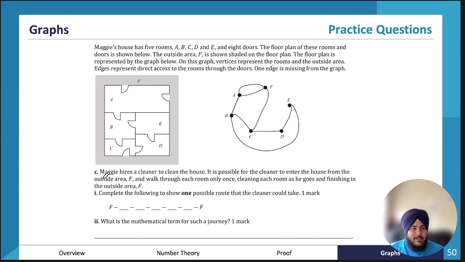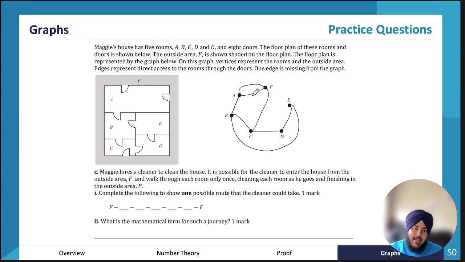Okay, so question C. Maggie hires a cleaner to clean the house. It is possible for the cleaner to enter the house from the outside area F and walk through each room only once, cleaning each room as he goes and finishing in the outside area. Complete the following to show one possible route that the cleaner could take. So he's visiting every single vertex exactly once. Really important to notice whether we're visiting every single edge or every single vertex. In this case, it's just rooms, so every single vertex.